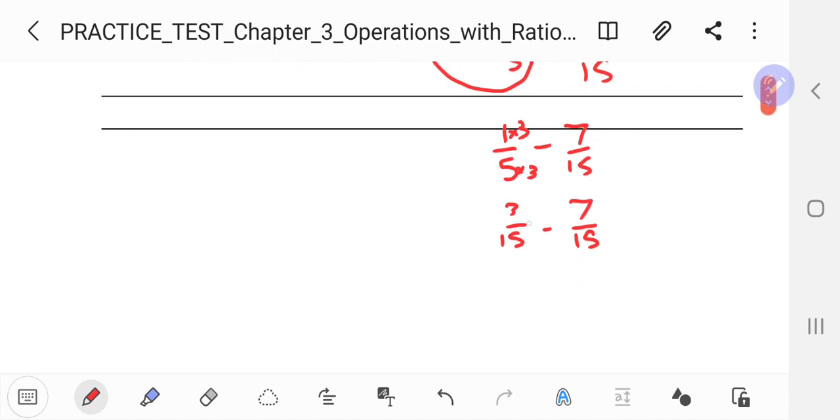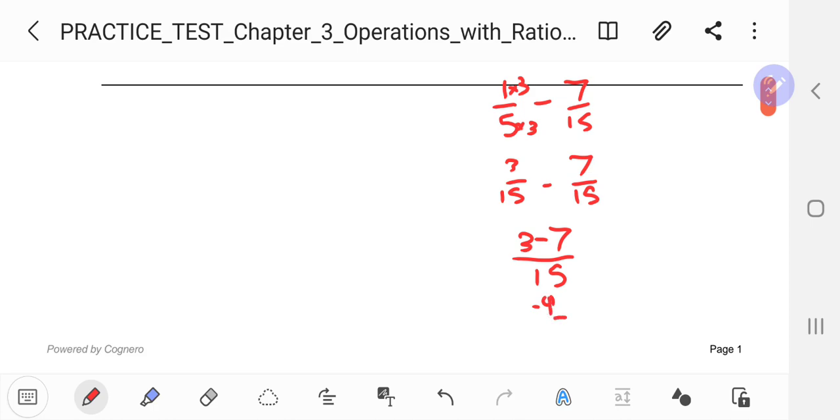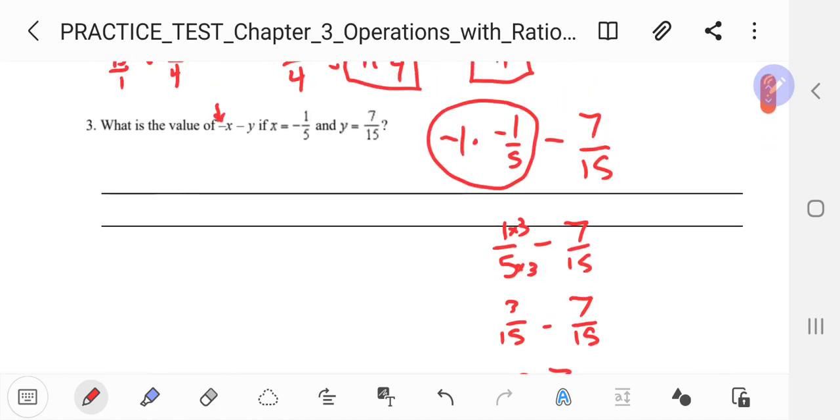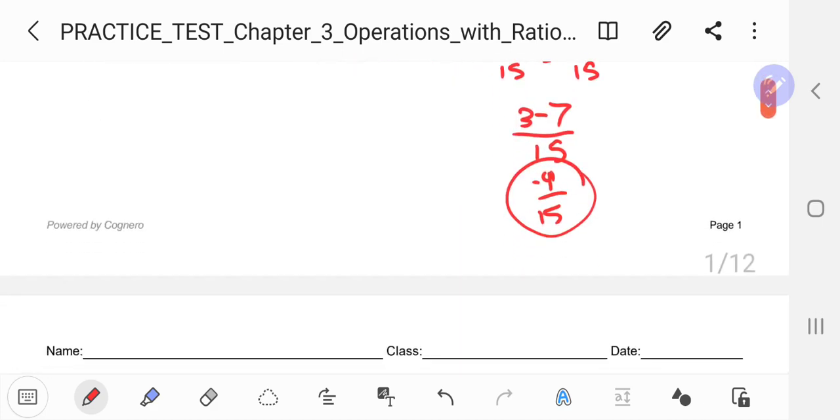And then we put it all over 15 and do 3 minus 7. 3 minus 7 is -4. So -4/15. All right. Check that out. Try to find your mistake in your work. And let me know if you have any more questions.